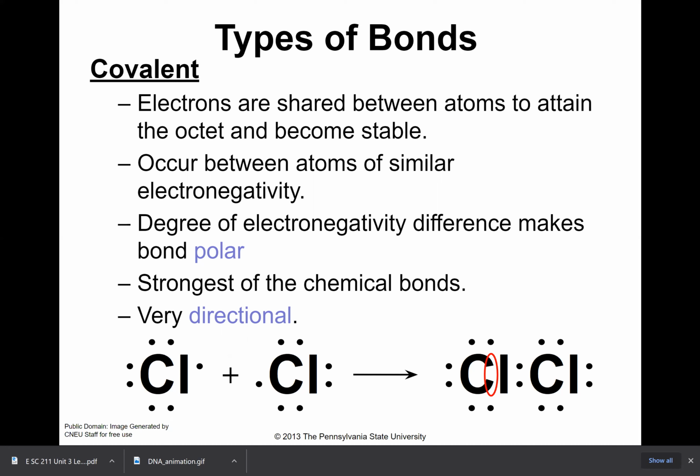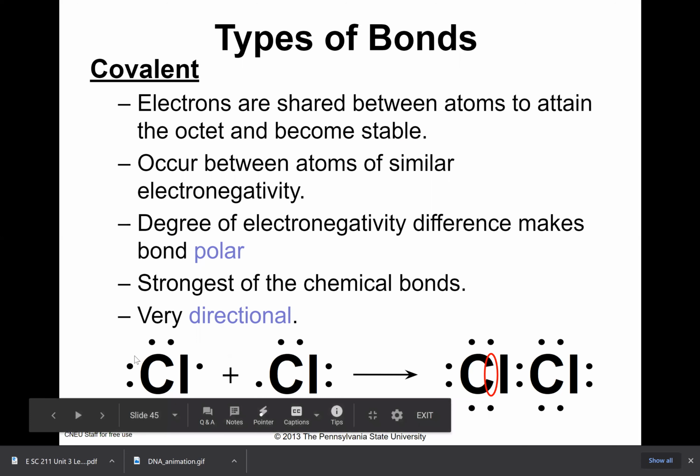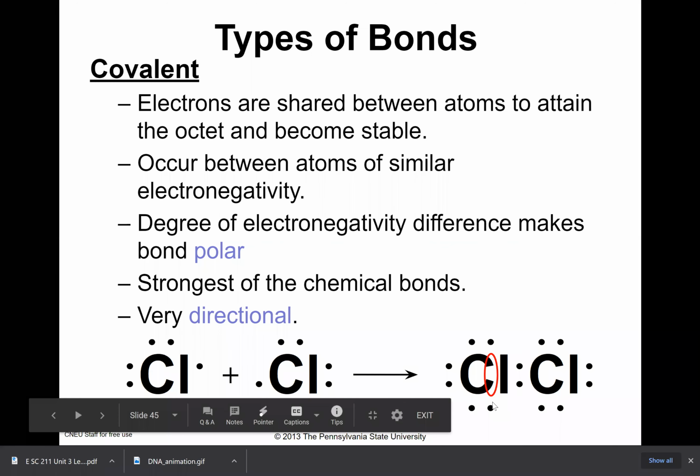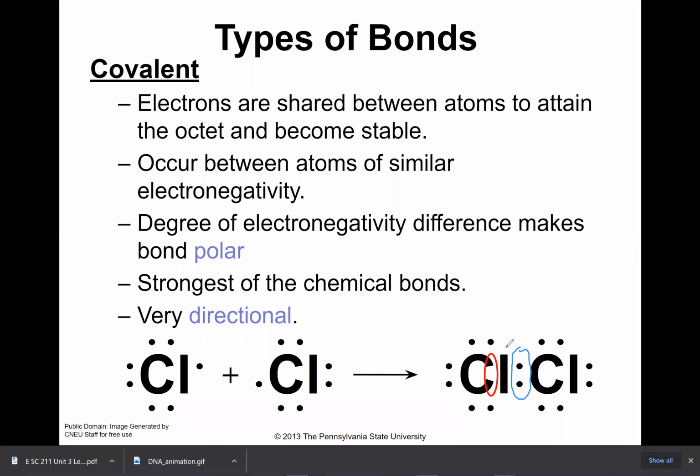If they're very close in electronegativity, you would have a nonpolar bond. And covalent bonds are the strongest of the chemical bonds, and it's very directional. So here's an example. Here I have chlorine with 7 valence electrons and another chlorine atom with 7 valence electrons. So here's the 7 from the first chlorine, the 7 from the second chlorine.